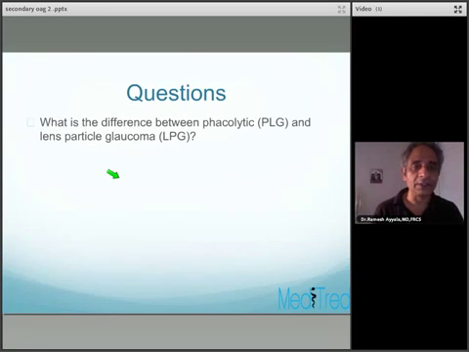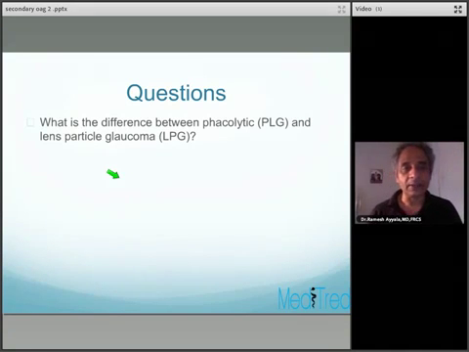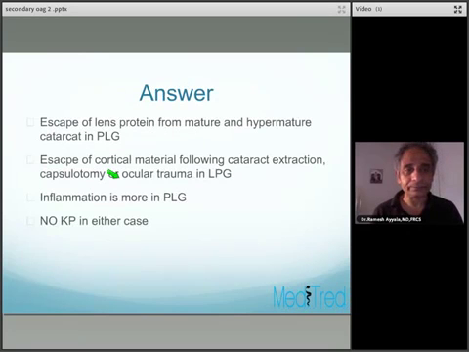So what is the difference between phacolytic and lens particle glaucoma? You'll see that the escape of lens protein from mature and hypermature cataract causes the phacolytic glaucoma. So in this case, you have a hypermature cataract and the capsule is still intact. However, the protein is leaking out through the capsule, getting deposited in the trabecular meshwork, causing obstruction to the outflow pathway.